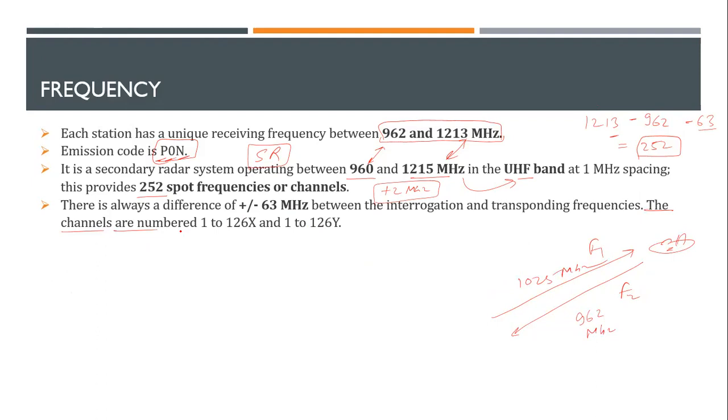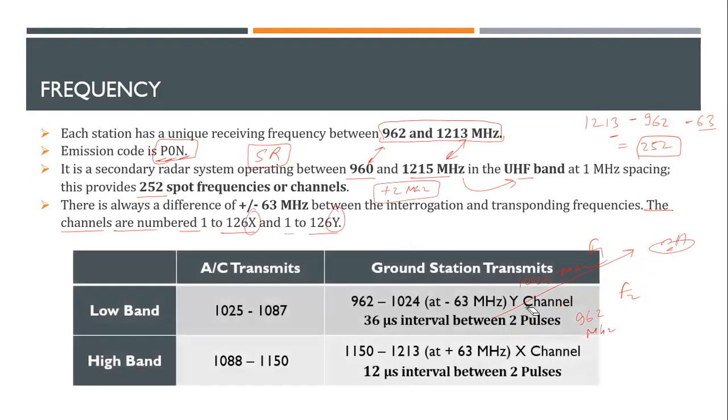The channels are numbered 126X, 126Y. Why is there an X-ray and Yankee? I'll just get to that. Now, if you see this table, this table explains why there are two bands. There are two different bands. One is known as low band. The second is high band.